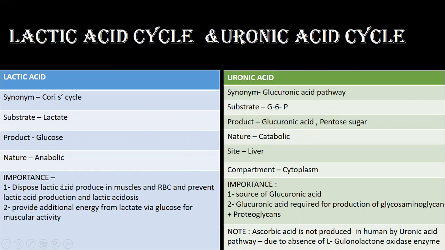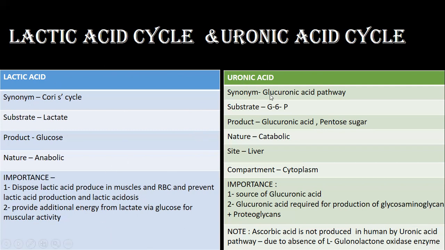I have just recapped it. Then its importance: the Cori cycle decomposes lactic acid which is produced in the muscles and the RBCs, and prevents lactic acid accumulation and also prevents lactic acidosis. It provides additional energy for muscular activity via lactate and glucose. This is the only thing which we need to remember in the Cori cycle, nothing more or extra you need to remember.